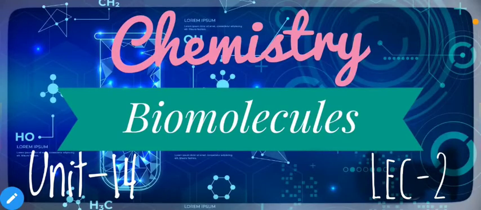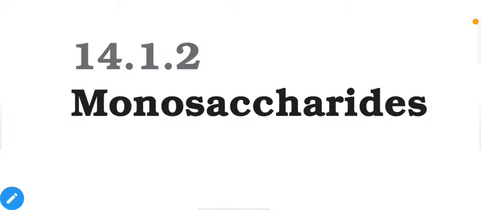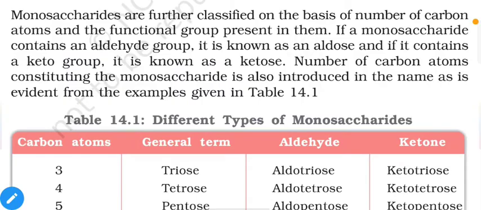Now let's discuss further. In the last lecture we discussed the classification of carbohydrates, and we also discussed that they are referred to as saccharides. The simplest saccharides are referred to as monosaccharides. Now let us discuss some different examples of saccharides. Monosaccharides are further classified on the basis of the number of carbon atoms and the functional group present in them.